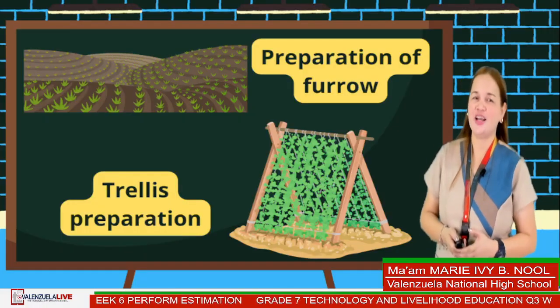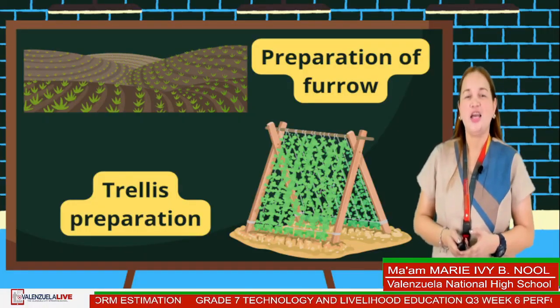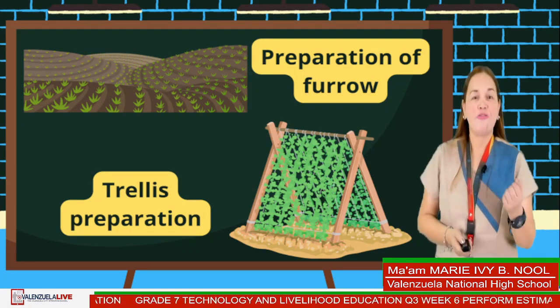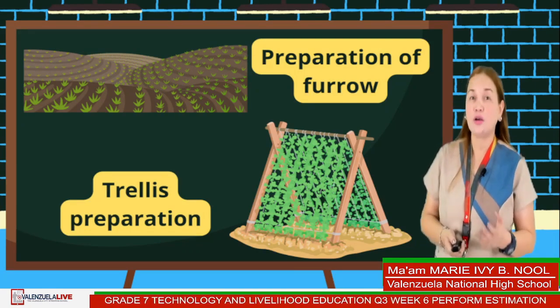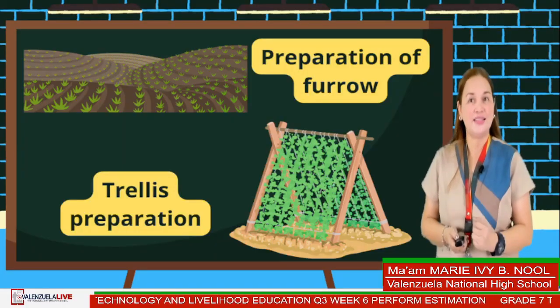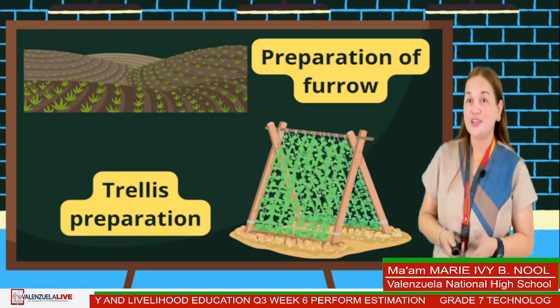Trellis preparation. A trellis is an architectural structure, usually made from an open framework or lattice, of interwoven or intersecting wood, bamboo, or metal that is normally made to support and display climbing plants, especially shrubs.